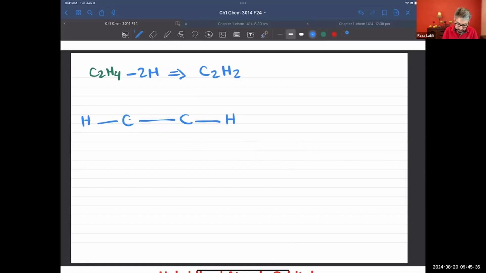Okay, so carbon is going to have a triple bond to reach acetylene. This is going to be sigma, sigma, sigma. Okay, let's highlight one of these carbons and talk about the hybridization.